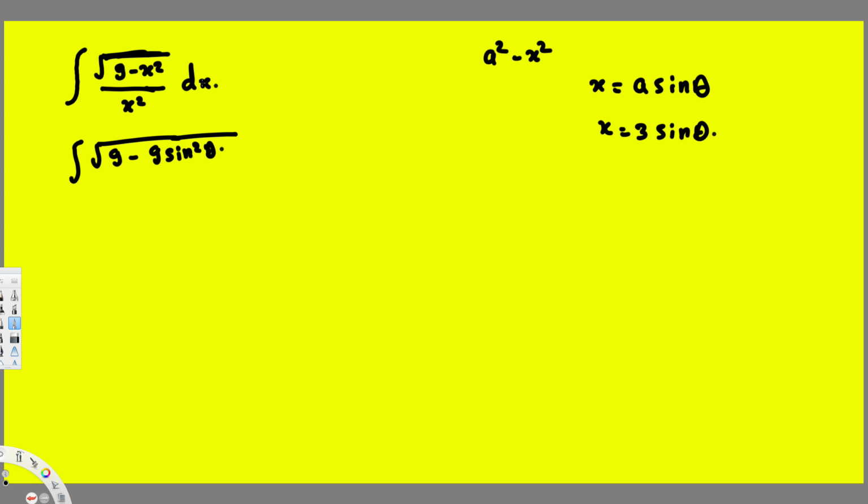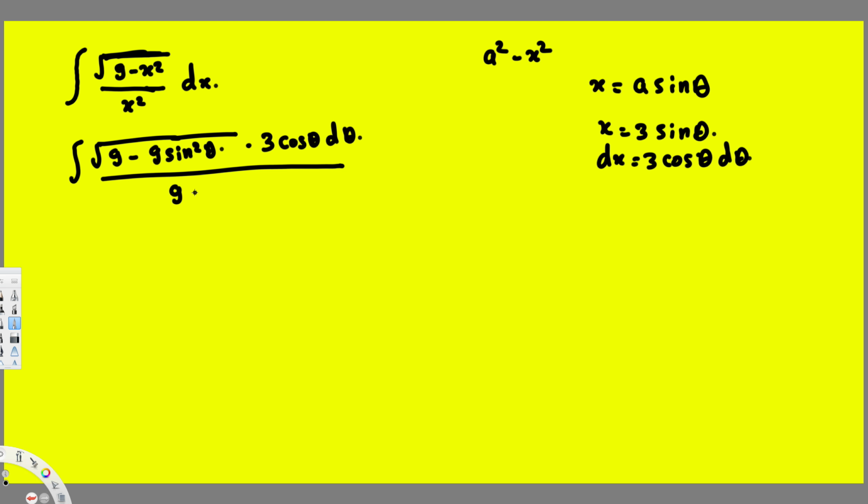Now we have to replace something for dx, right? If I find the dx for this one, this is going to give us 3 cos theta, because the derivative of sine theta is cos theta d theta. So we can now replace this dx with 3 cos theta d theta. And in the bottom we have x square, that's going to be the square of this one, which is 9 sine square theta.